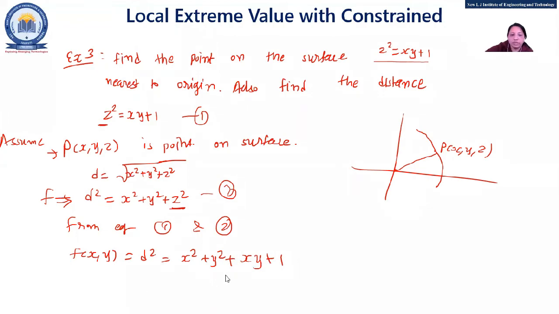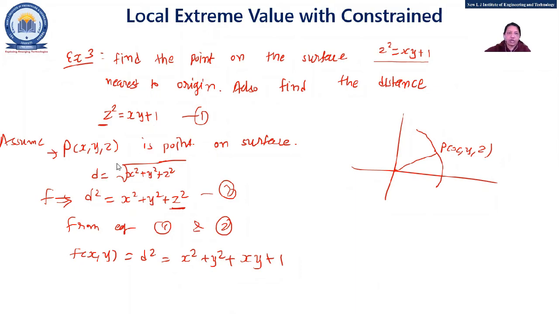Okay, so the distance is from the origin. That's why I have written directly x square plus y square plus z square, because from origin, one of the variables is 0. Fine, that's why. So this is what f(x, y) equals. Now what is step 1? Del f by del x equal to 0.